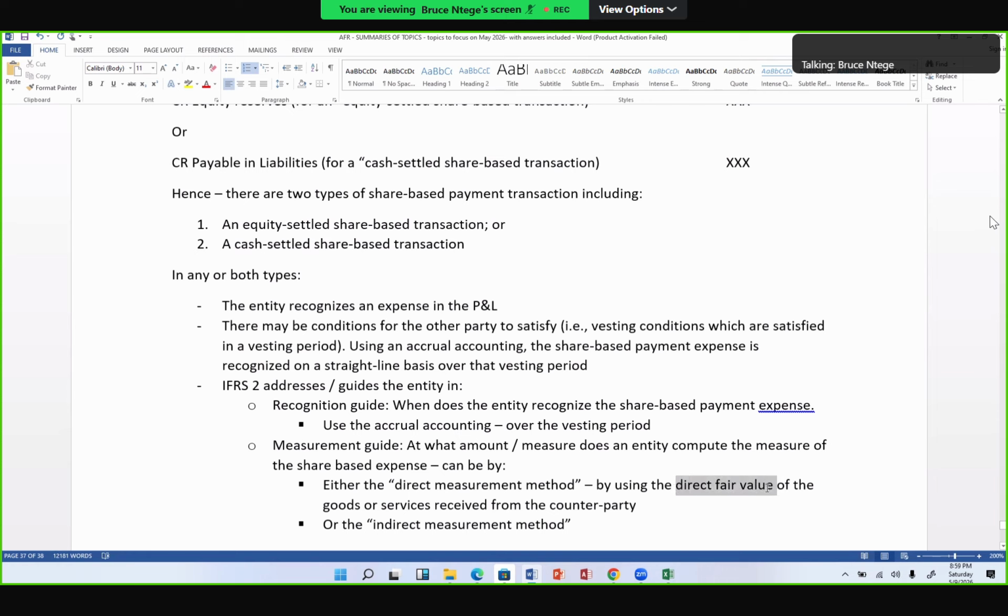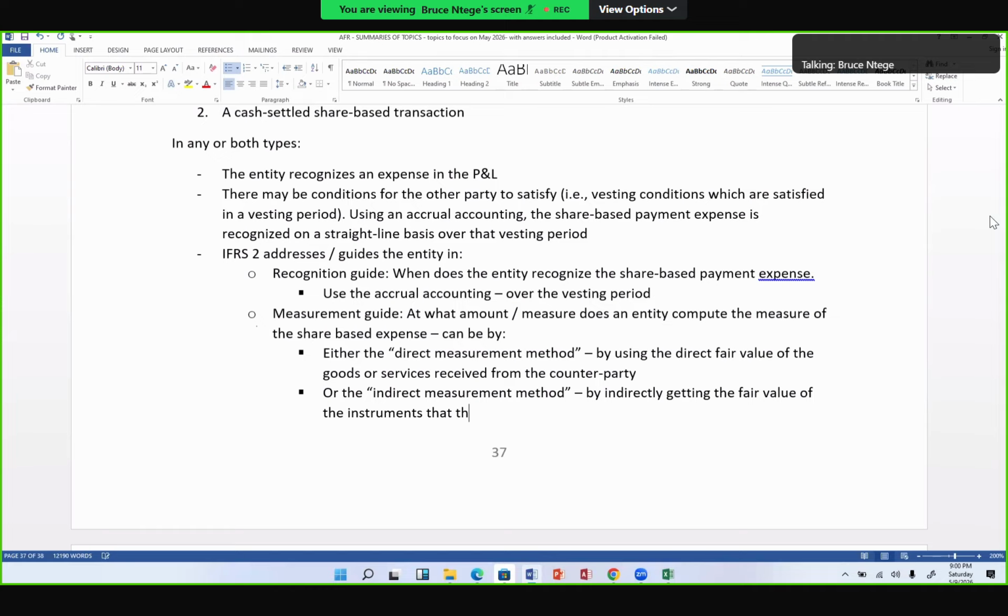The indirect measurement method is by indirectly getting the value, let's again call it the fair value, of the instruments, either equity instruments or the cash-related instruments that I'll give to that other party. The instruments that the entity will use to settle.